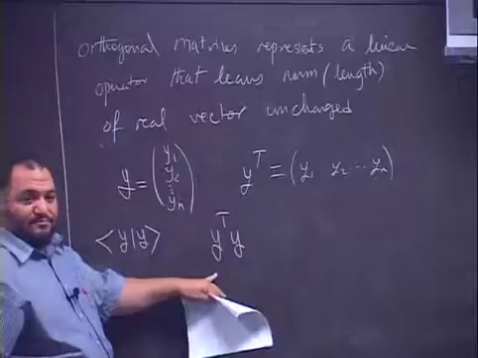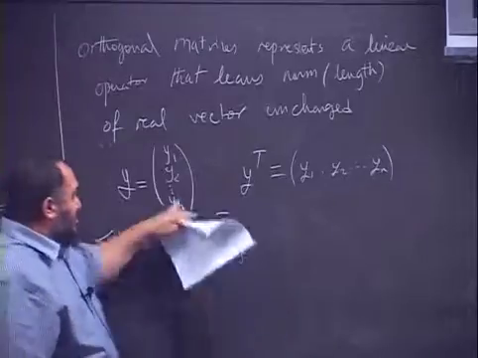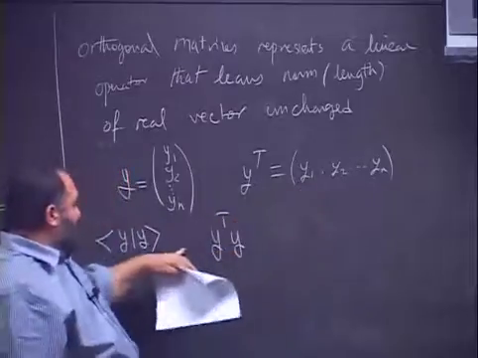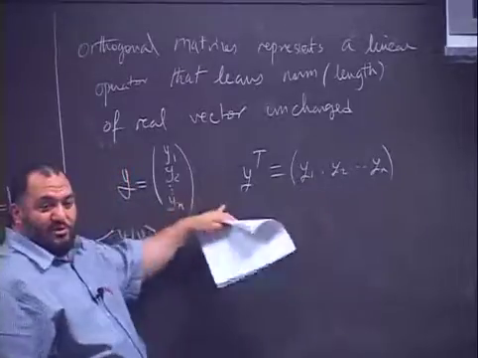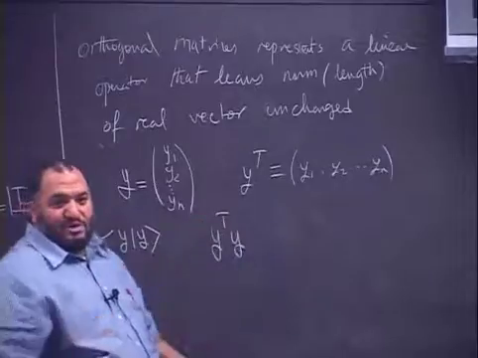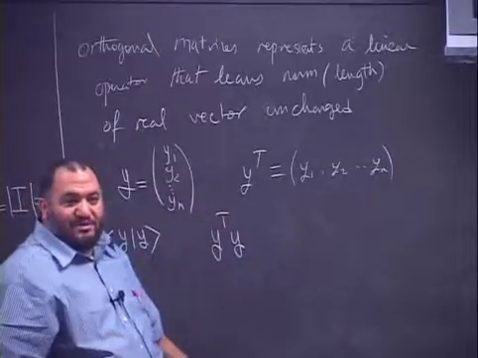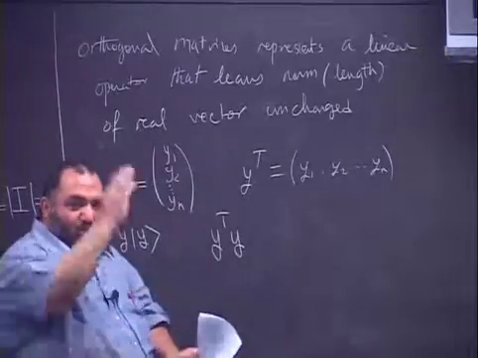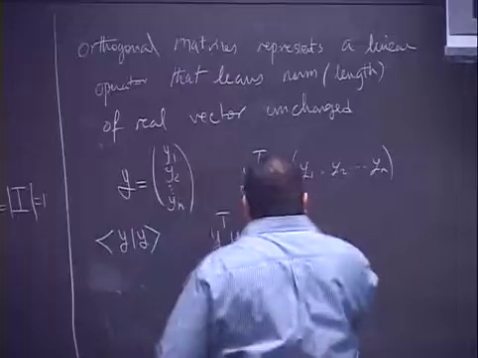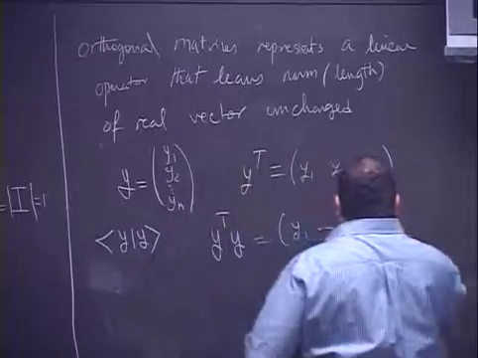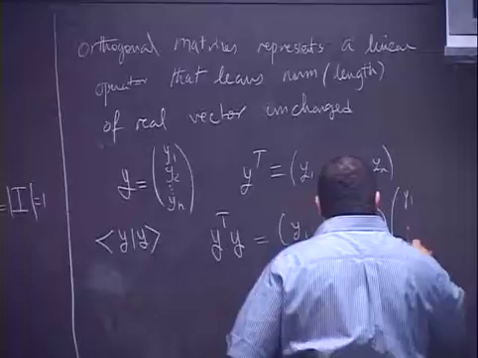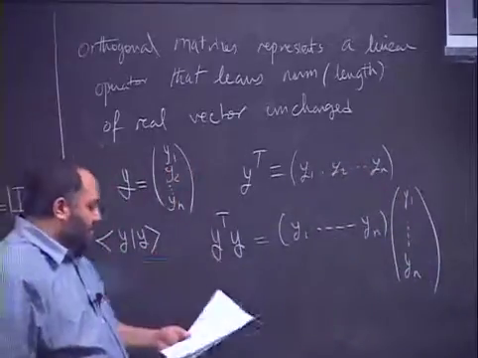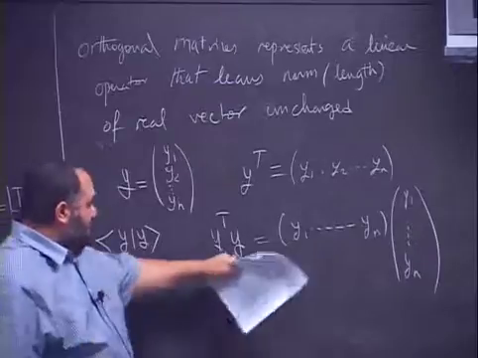Why? Because this is a column vector and this is a row vector. You cannot multiply a column by a column, since it does not satisfy the matrix multiplication rule. So you have to transpose it so that you can multiply the row by a column: y1 up to yn multiplied by y1 up to yn. So you have to make it y transpose multiplied by y.